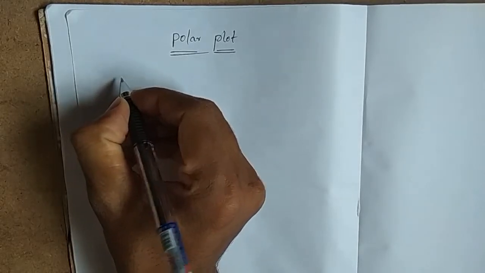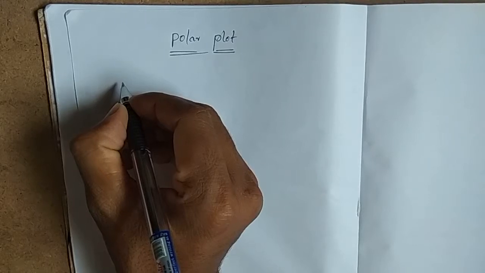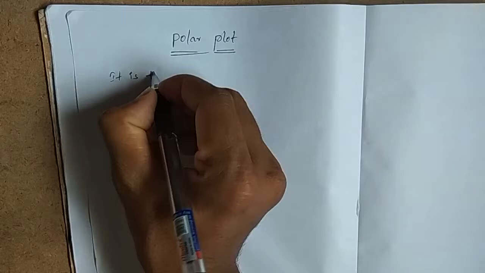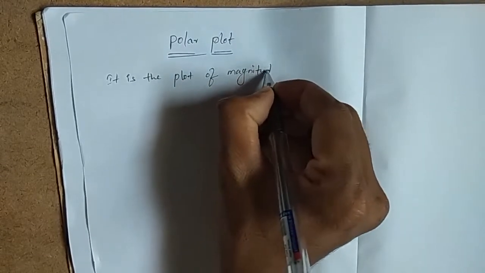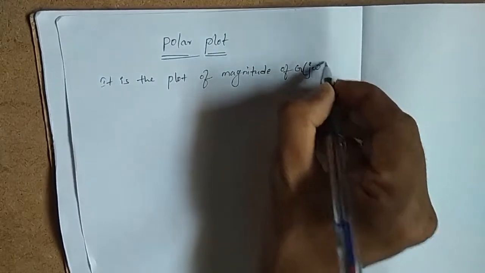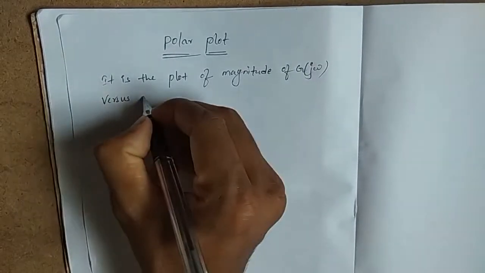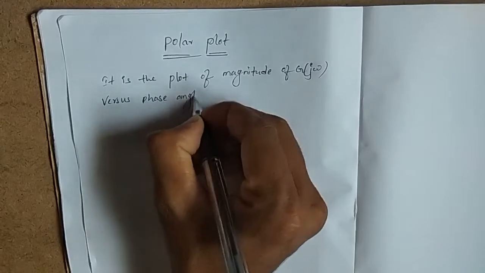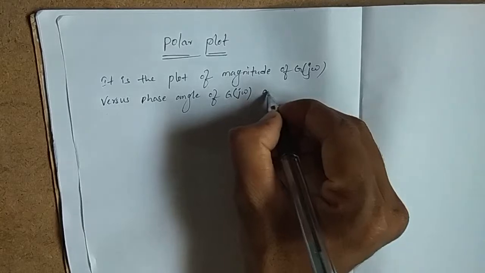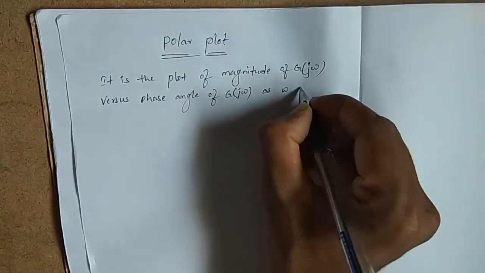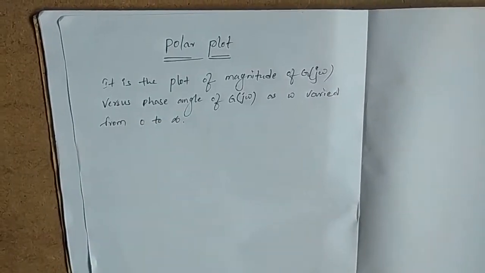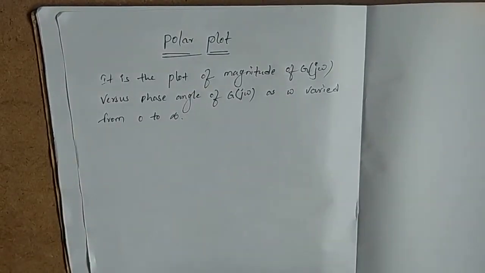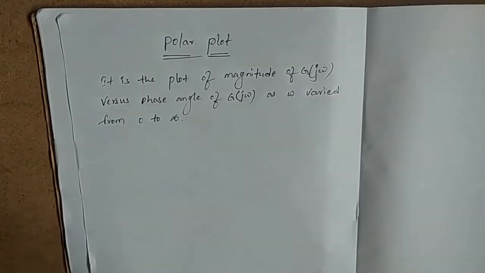Hi friends, now we are seeing the topic polar plot. The polar plot is a plot of magnitude of G(jω) versus the phase angle of G(jω), as omega is varied from 0 to infinity, on polar coordinates.